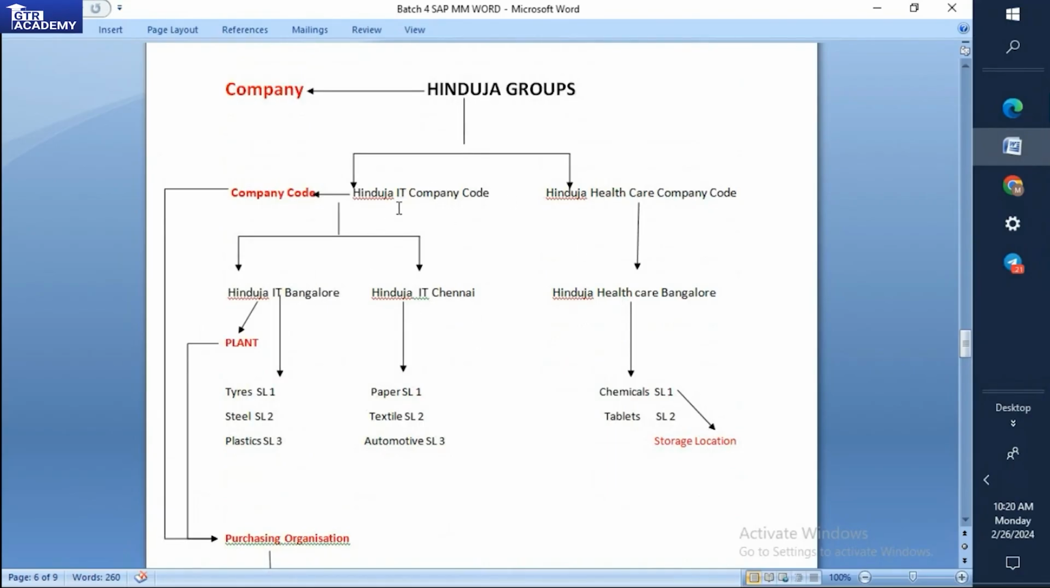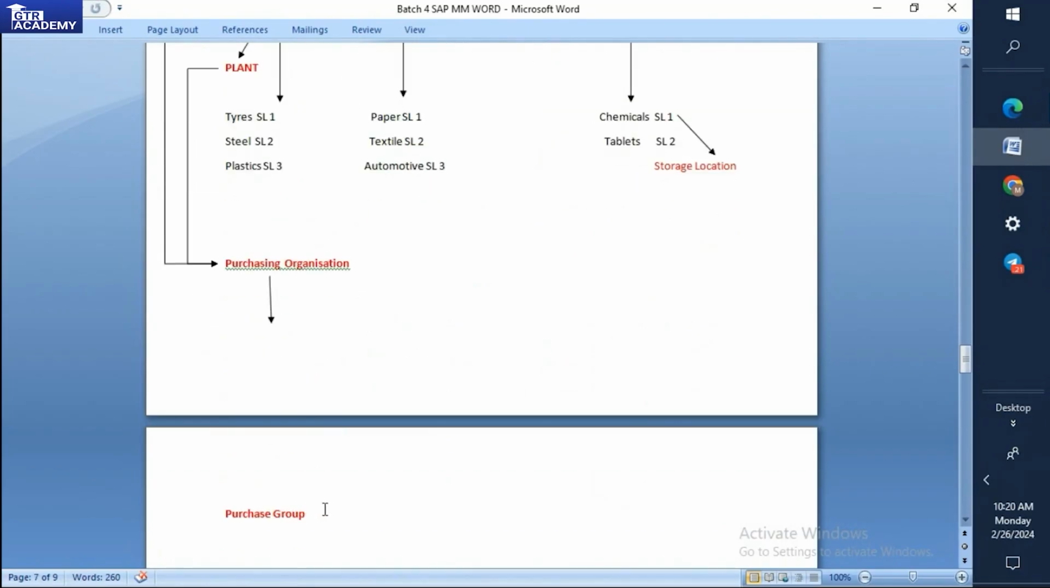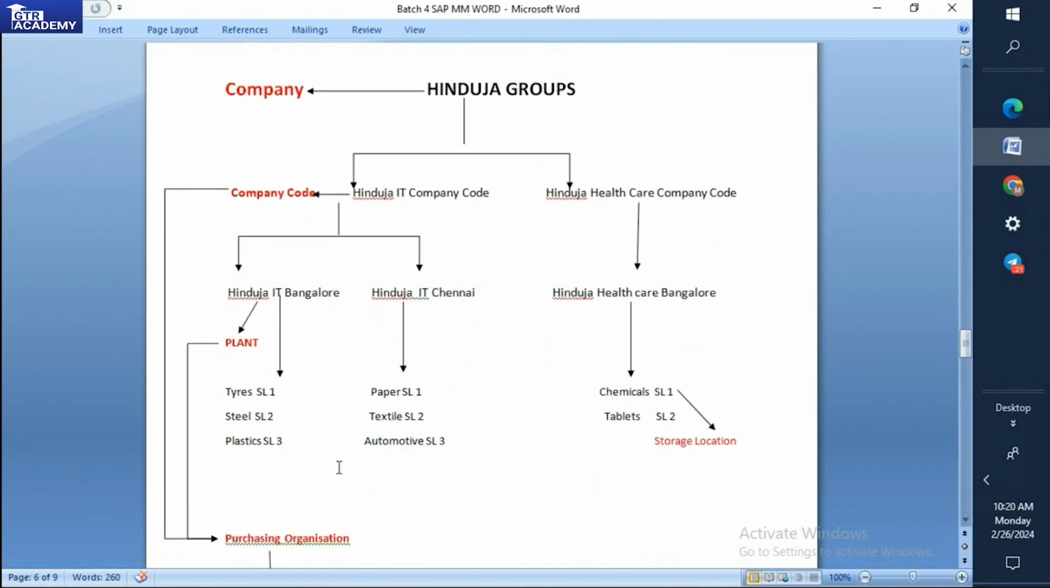In this enterprise structure, whatever you have written here, they may ask two to three questions. They will ask a purchase group question, and they will ask this as I told you, like under one plant there can be multiple company codes. They may ask like that.